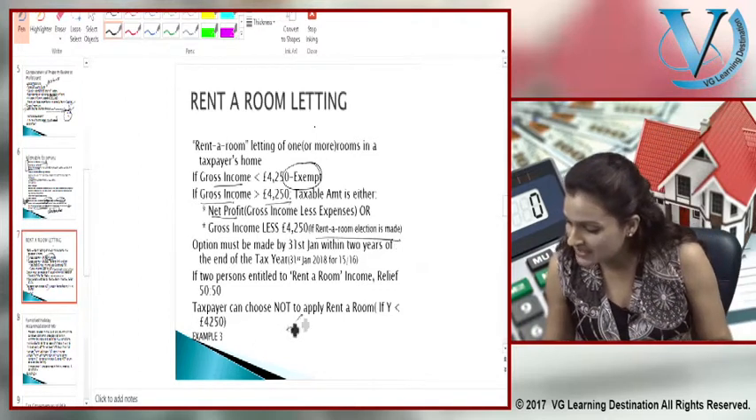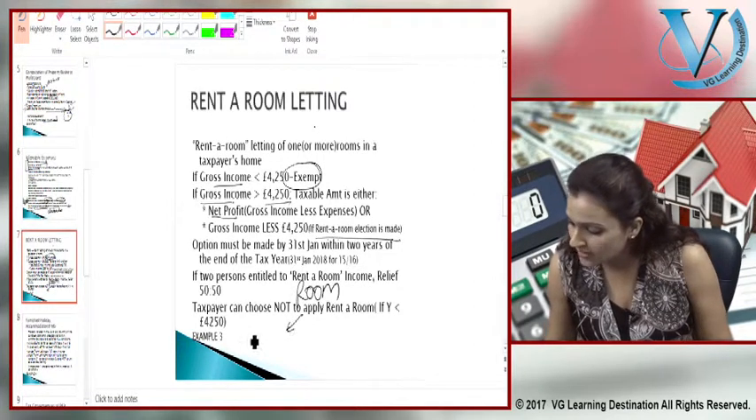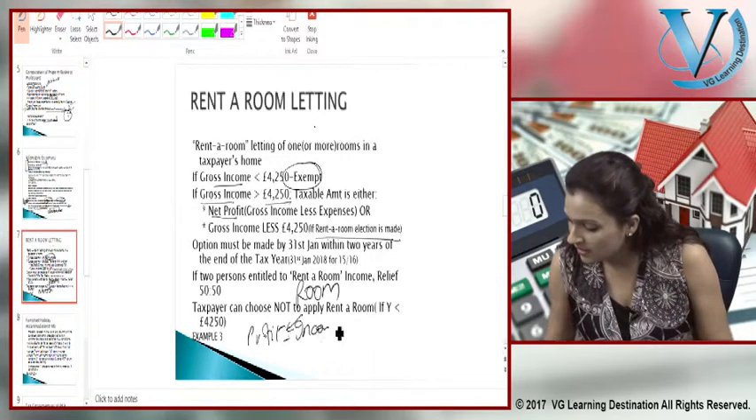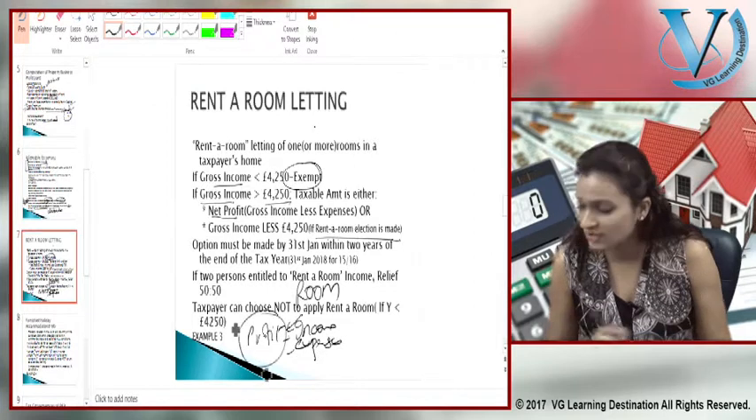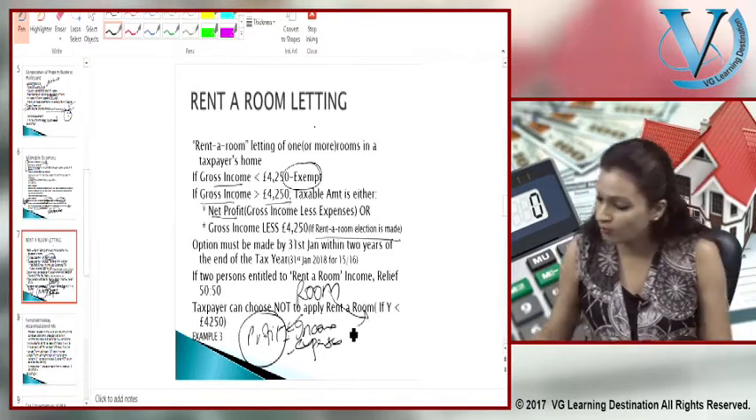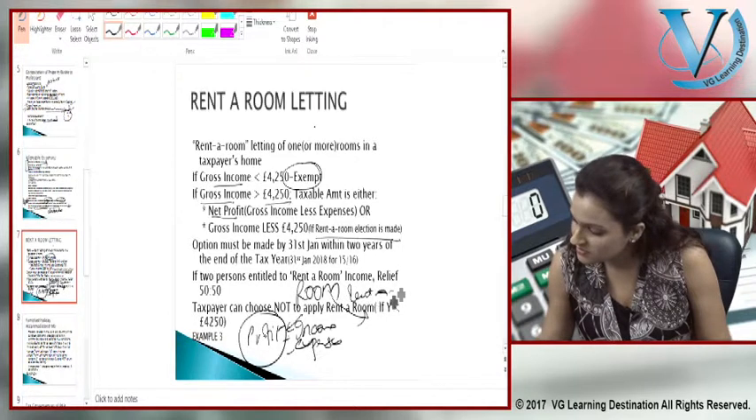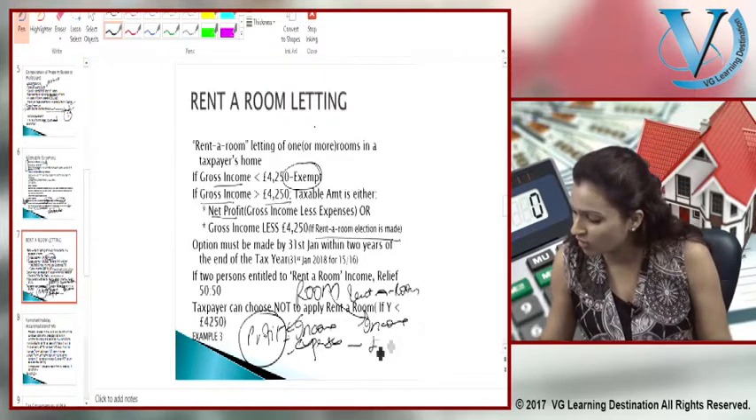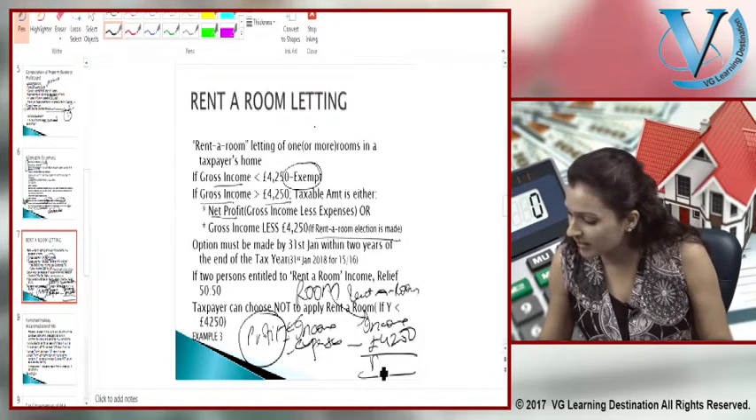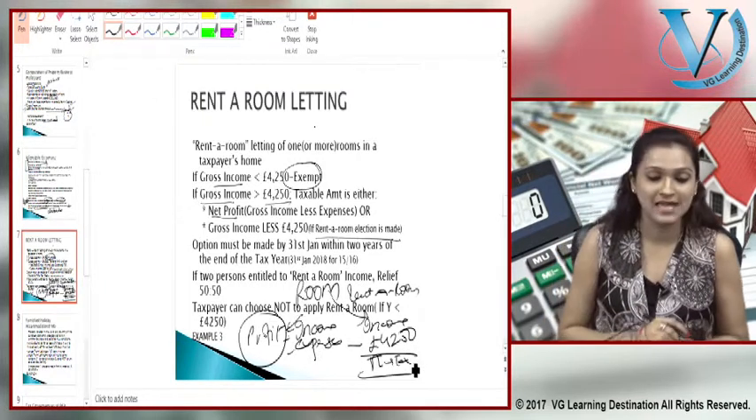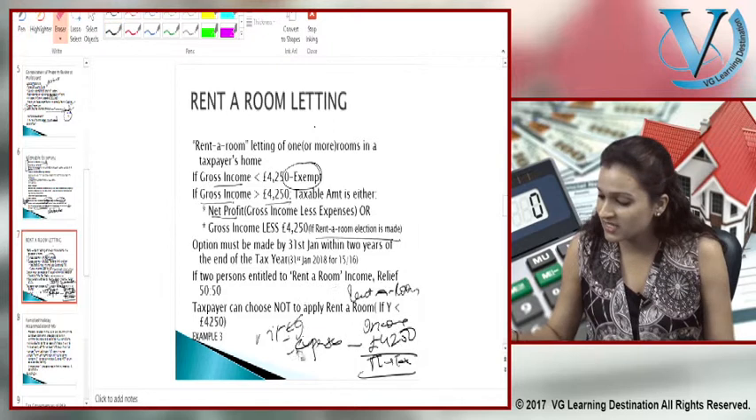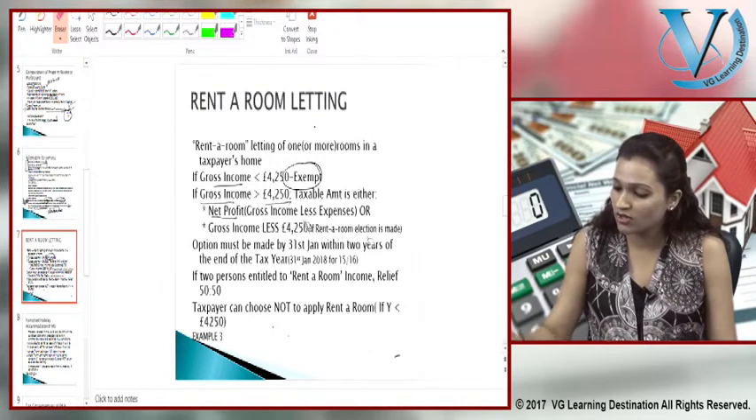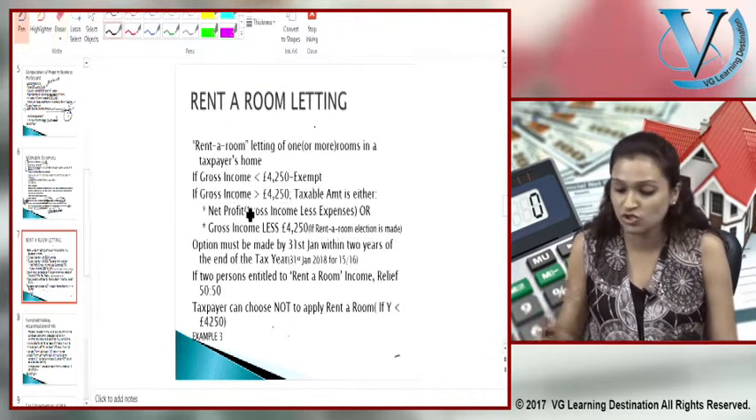Either on the said room you take your profit, that is your income less expenses, and pay tax on this profit, or when you've actually opted for the rent a room selection, out of your rental income you reduce the threshold level of £4,250, and on the remaining profits you pay tax. So basically it is entirely the discretion of the taxpayer, the landlord, as to whether or not he wants to take the rent a room option.